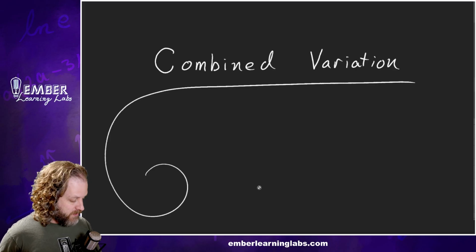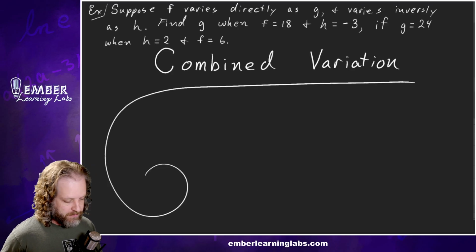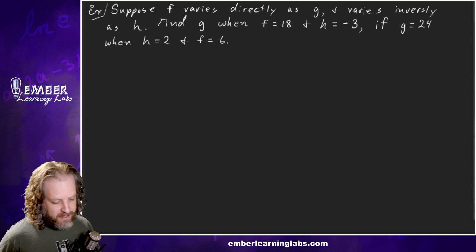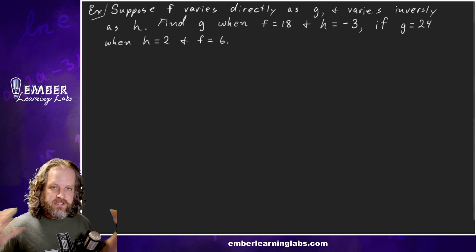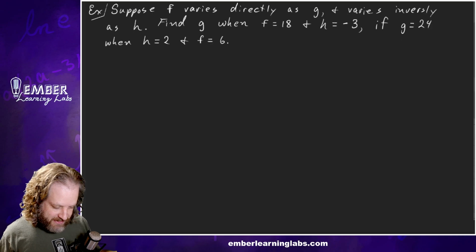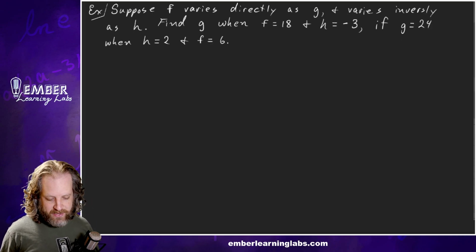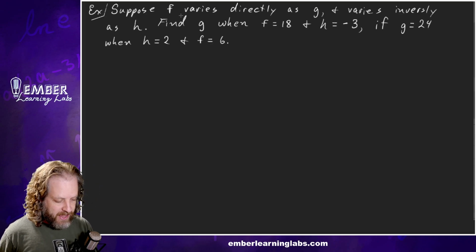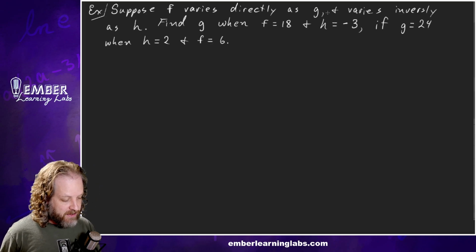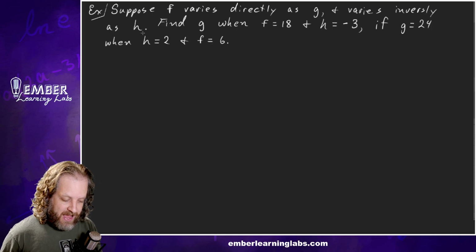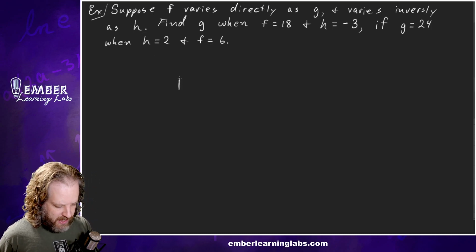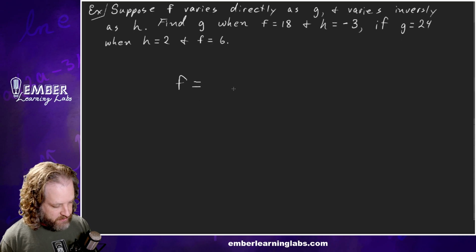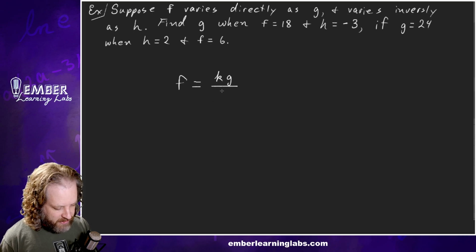Combined variation. What if we shove stuff together? Last example here. So, what if we stick stuff together? It's just as easy, actually, as what we did before, and we're just going to read it straightforwardly through. So, suppose f varies directly as g and varies inversely as h. So, f varies directly as g, so k times g, and inversely as h.